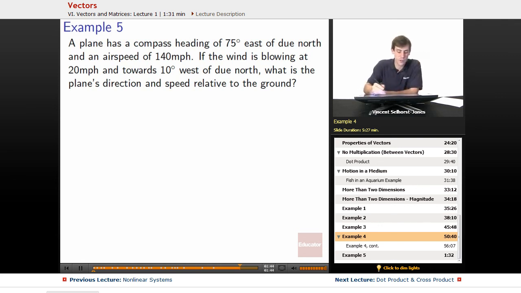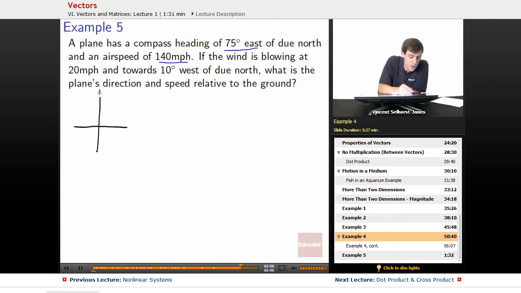So first, what does this first part mean? We've got compass heading 75 degrees east going at 140 miles per hour airspeed. Airspeed means your speed in the air, how fast you're moving relative to the air right around you. So if that's the case, then our plane is moving 75 degrees east of due north.